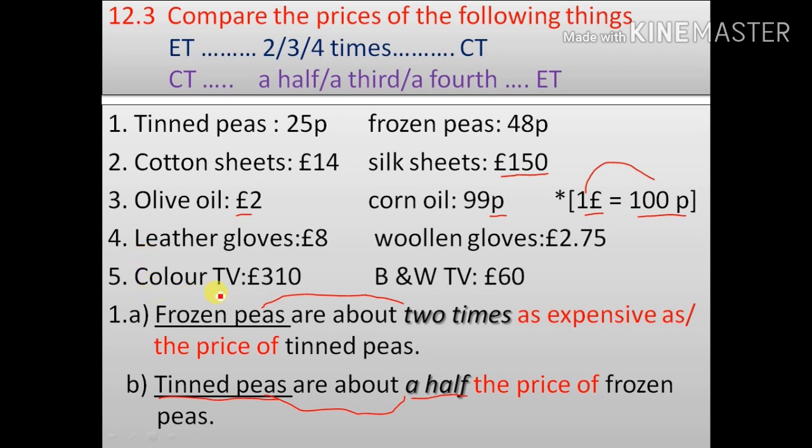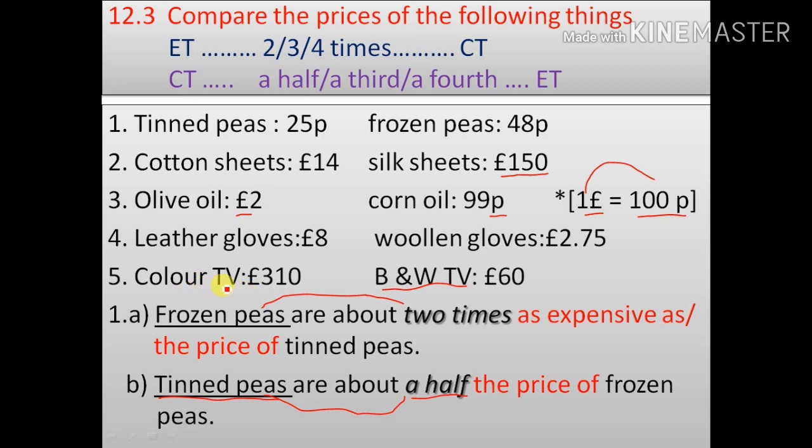Similarly, color television 310 pound, black and white television 60 pound. So the expensive thing is color television. Let's begin with it. Color television is about 5 times as expensive as black and white television, or color television is about 5 times the price of black and white television. So let's begin with the cheap thing, black and white television. Black and white television is about a fifth the price of color television.